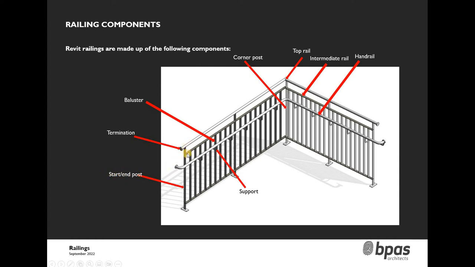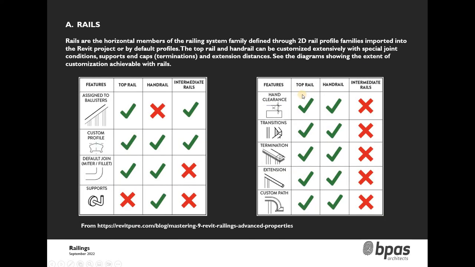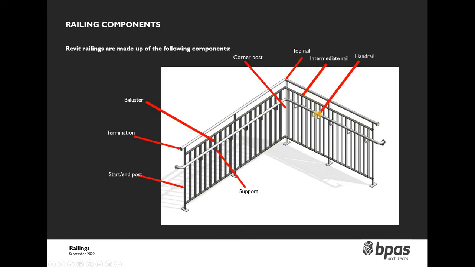Then we've got the start and end posts, which are the ones at the end. They are also balusters, but in the railing system, they hold the end posts over there. And you have corner posts, which are for corners. Over there, you've also got the top rail, and the intermediate rails, which are over here. Intermediate rails, and you've got handrails. So as you can see, there are three types of handrails.